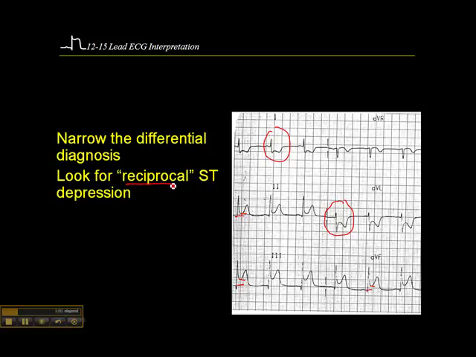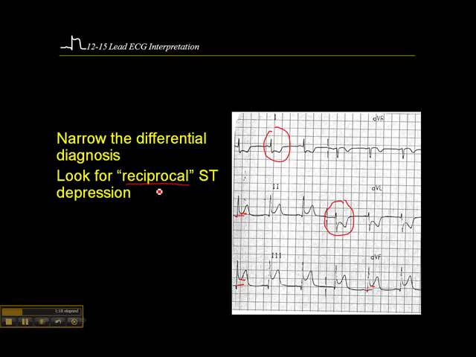And as I said, when you're looking at a 12-lead ECG, particularly if the clinical presentation is sketchy, if there's no ST segment depression in other leads, in other words, no reciprocal changes, then you may not be dealing with an MI. You may be, for example, dealing with early repolarization syndrome.